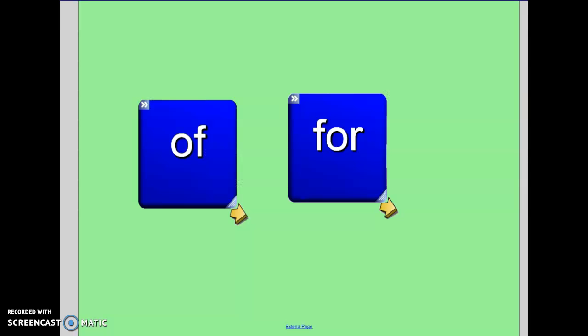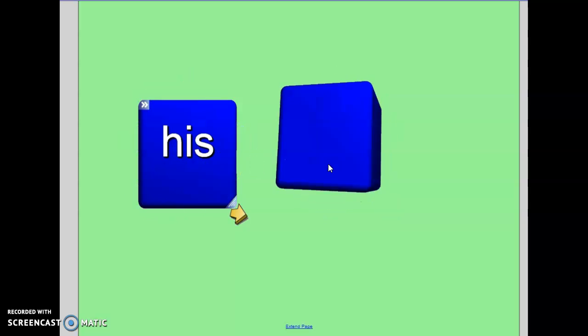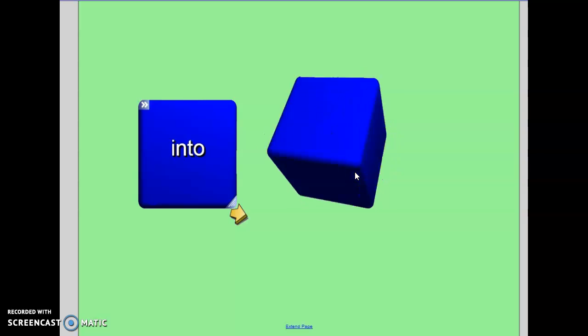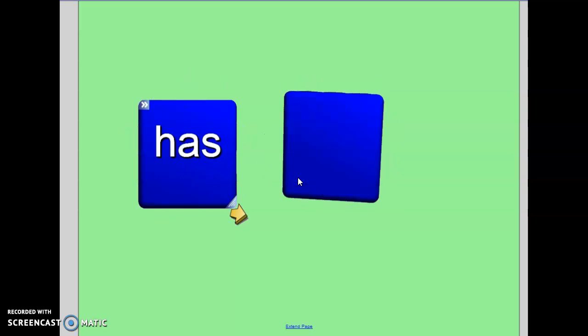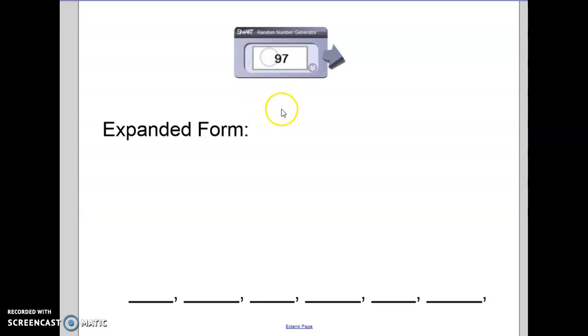All right, here comes our words. Remember, you should be able to read and write these. His, be, into, she, has, me. All right, expanded form, 97.